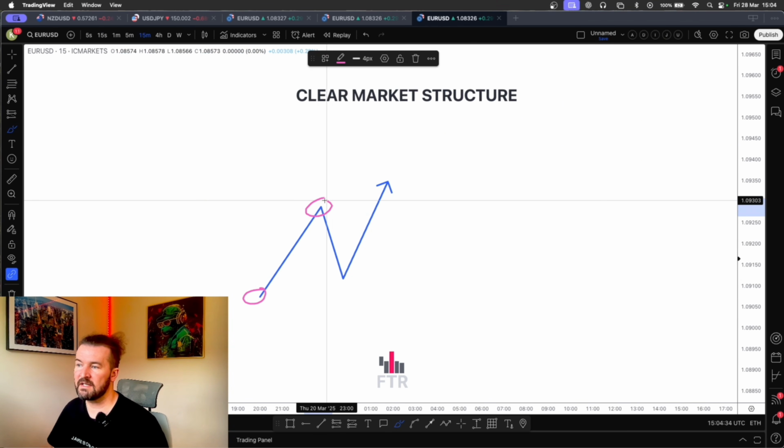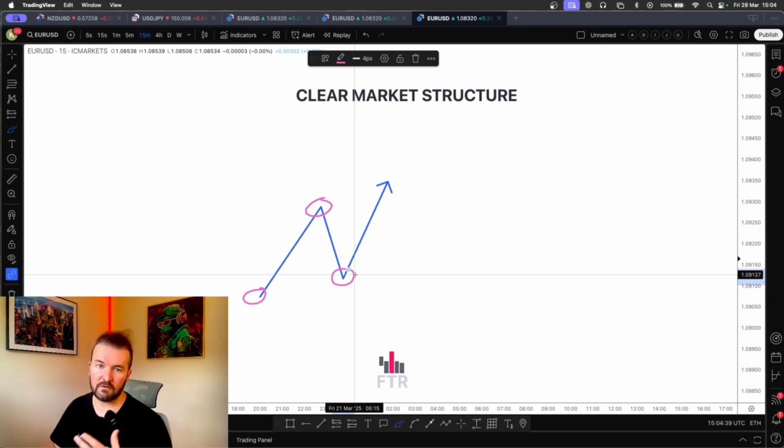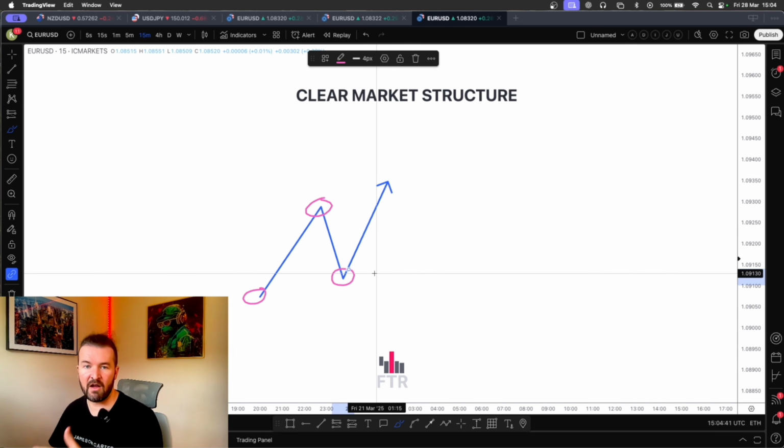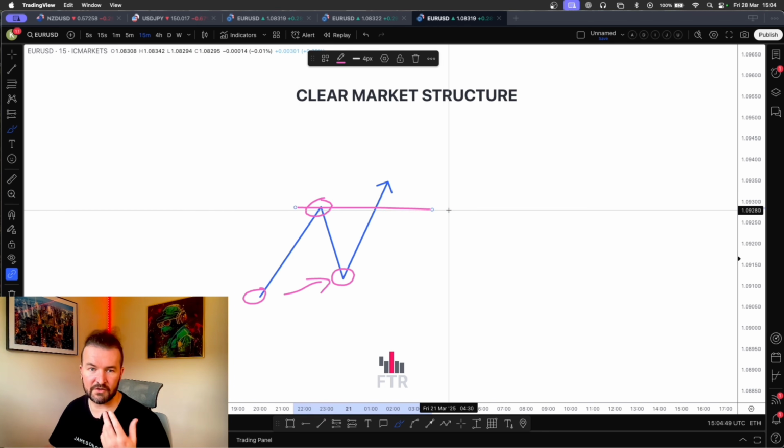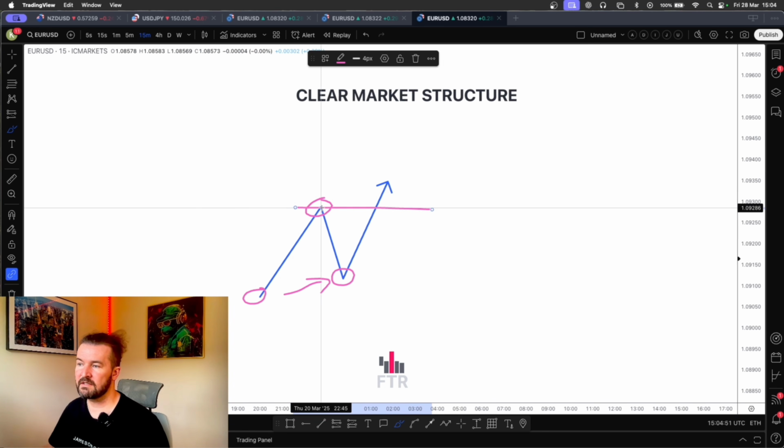We can go to this area, which is a high. Then this becomes a swing low, but it's also a higher low. And the reason is that it's higher than this previous low, okay? And then we end up getting something called a break of structure, which happens right here, okay? So the break of structure was labeled by the previous high in this instance.